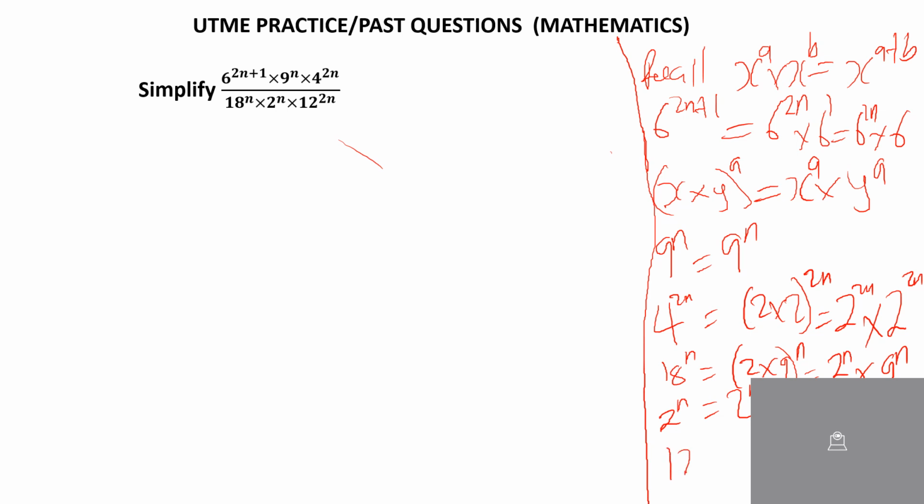Then this 12 raised to the power of 2n can be broken down as what? 2 times 6 all raised to the power of 2n, which becomes 2 raised to the power of 2n times 6 raised to the power of 2n.